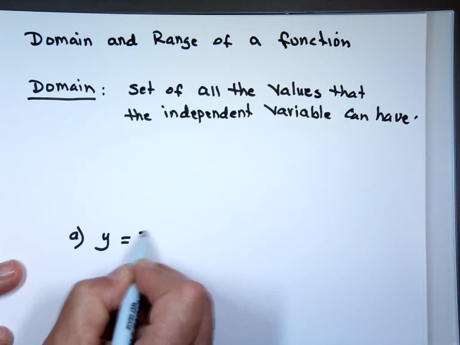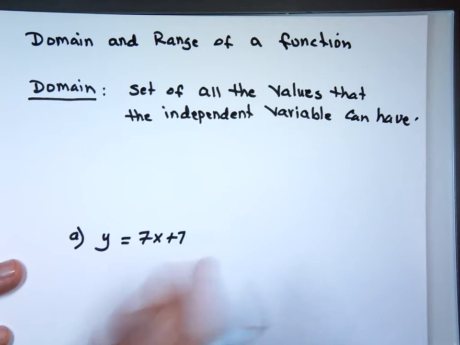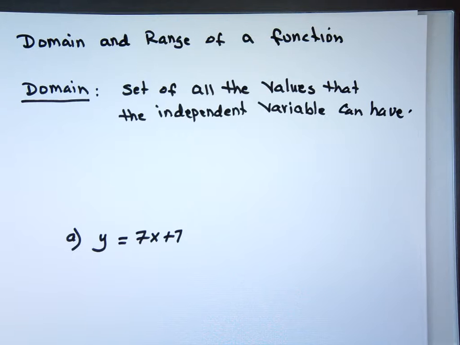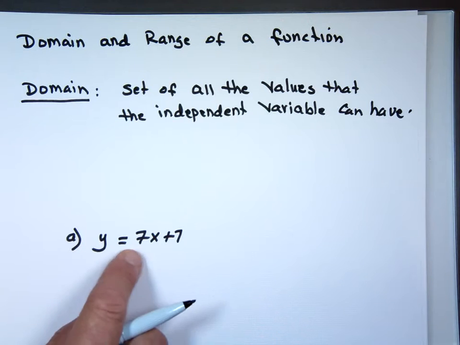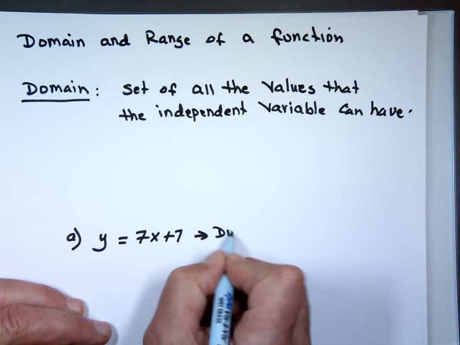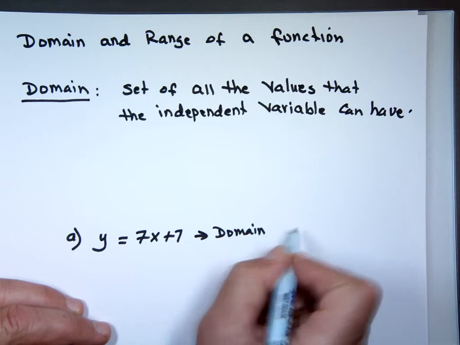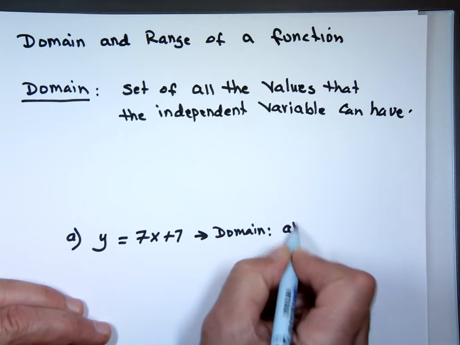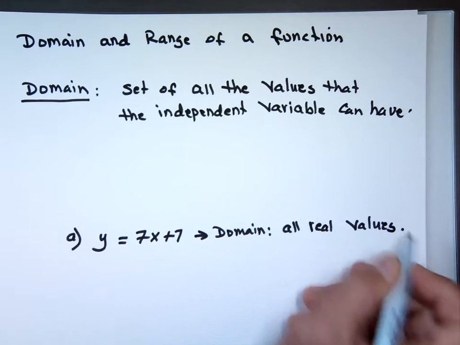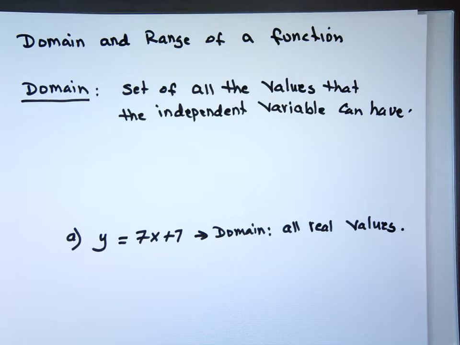Y equals 6x plus 7. My independent variable here is x. Can we use any value for x and get an answer? Yes. So in this case, my domain is all real values. Any number that you choose, you will have an answer.